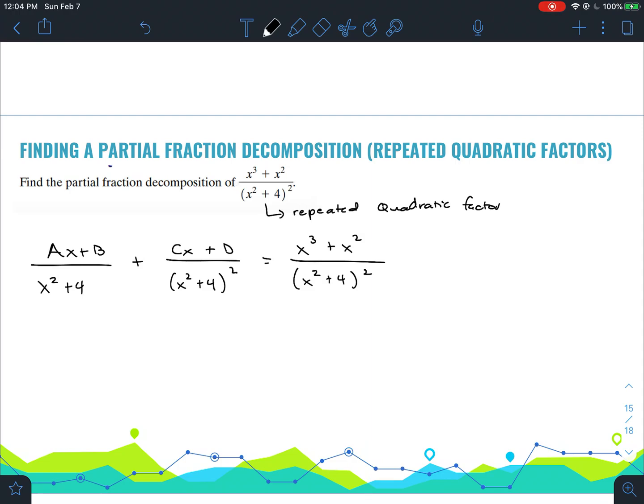All right, so why don't you see if you can figure out the A, B, C, and D in order to find the partial fraction decomposition of this rational expression. Go ahead and pause the video and try, and then you can check your work against the finished notes from class today.